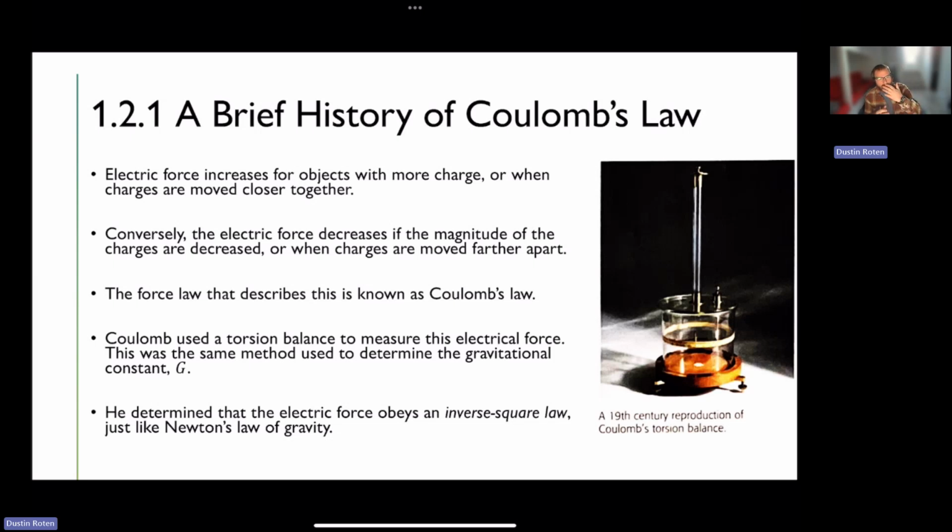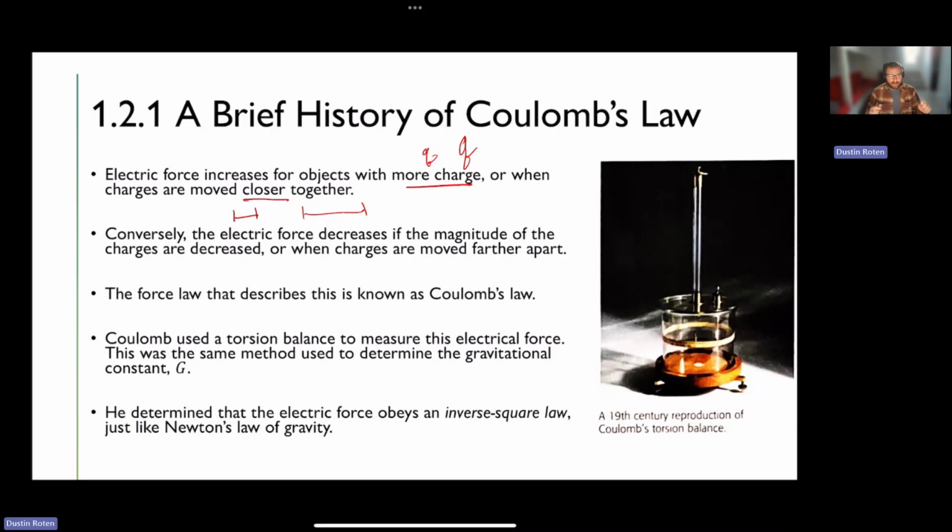So essentially, it was known that electric forces increase when objects have either more charge or when charges are moved closer together. Okay, so there's this magnitude idea of a little charge, little q, versus a much bigger charge, big Q. That's going to change your electric force or your distance. So having things close together or further apart, we know these two things affect this force that these two charged particles will feel.